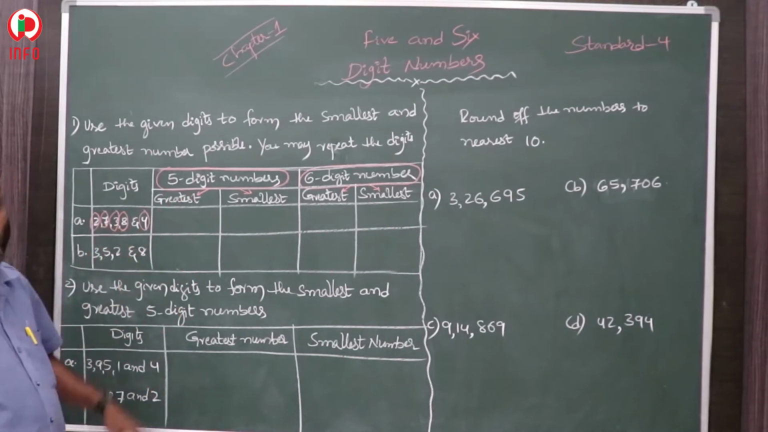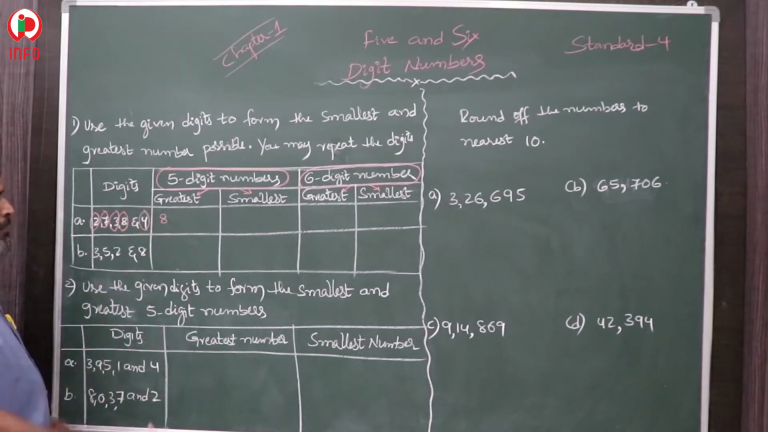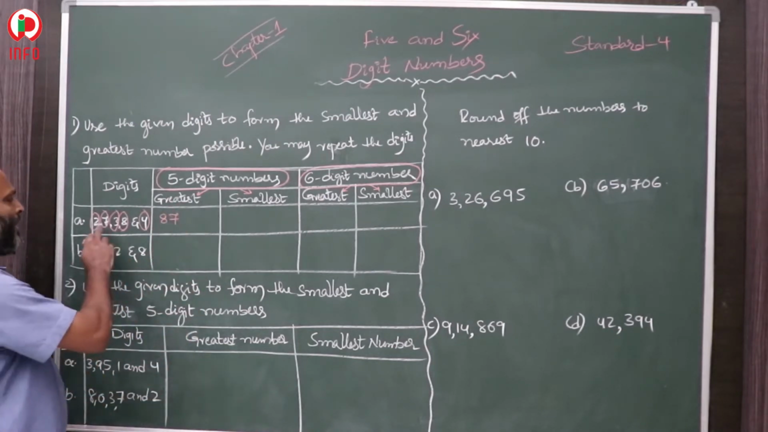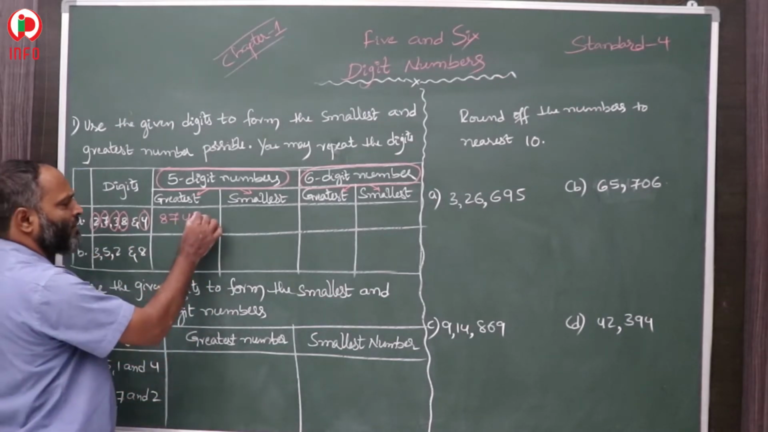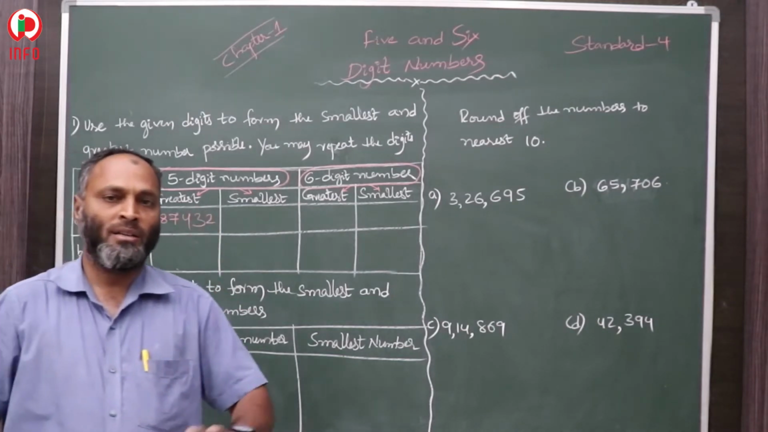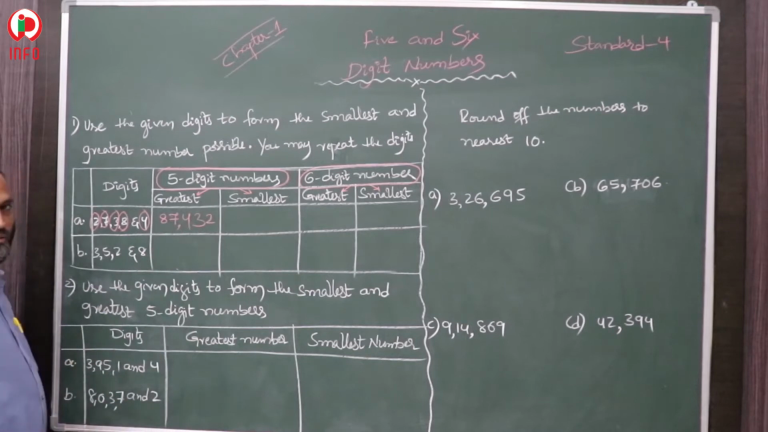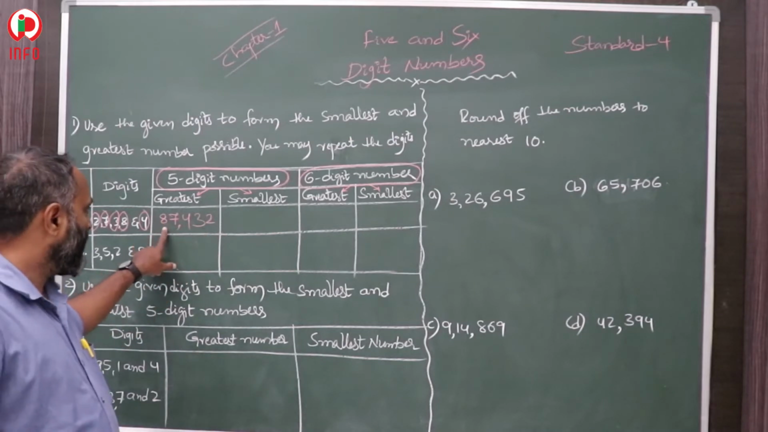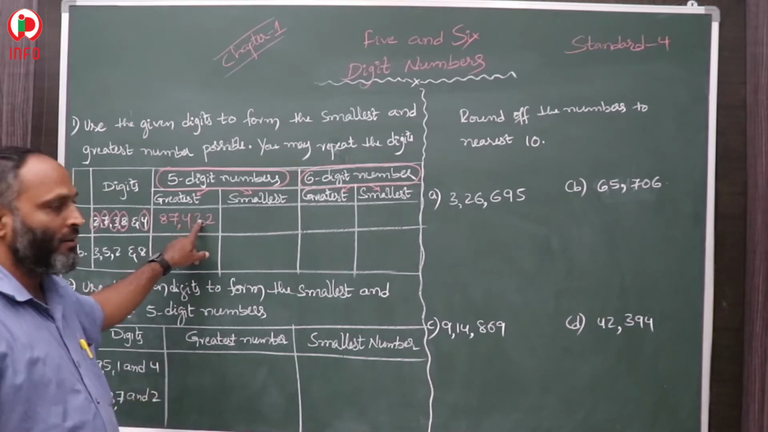We have 5 digits. So we take the biggest digit, that is 8. Then a little smaller number, that is 7. Then a little smaller, that is 4. After that, a smaller number, 3. And after that, 2. In this way we make the greatest 5-digit number using all 5 digits, that is 87,432. In the given digits, first we take the biggest, then smaller than that, and smaller than that, and so on.